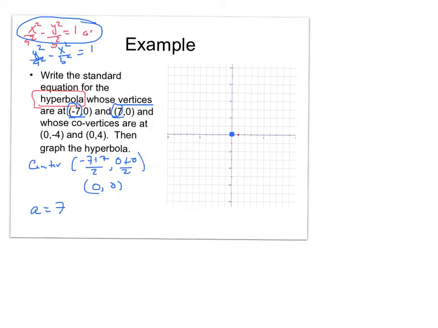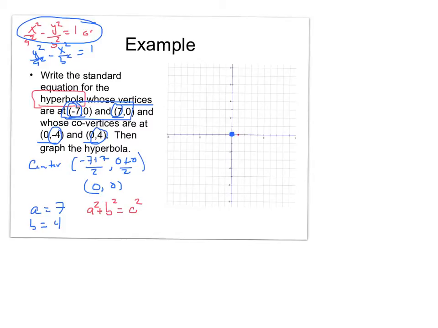These are a little easier because it's centered at the origin, so we should know just by looking at these that it's at the origin and a is equal to 7. By that same rationale, for the co-vertices, the movement is on the y-axis, so I know b is going to equal 4. And then in order to find c, or any of the other pieces for that matter, I'm going to use the formula a squared plus b squared is equal to c squared.